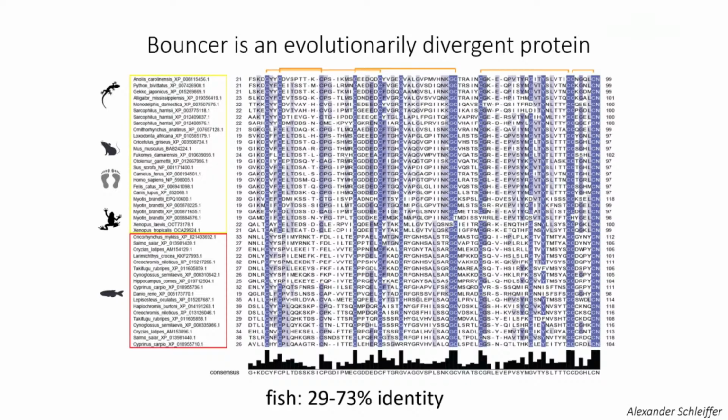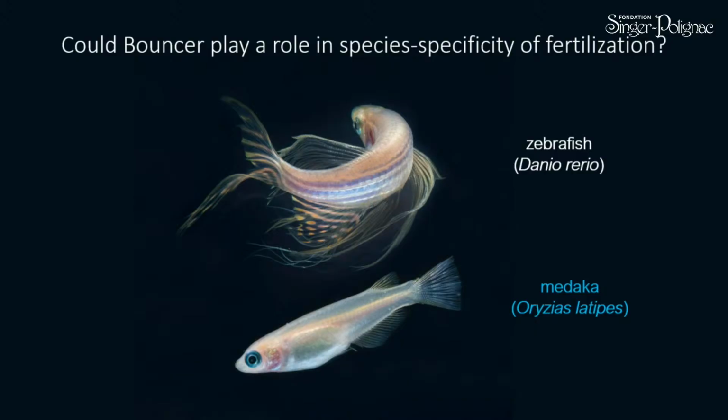And that made us think about a crazy kind of idea: whether Bouncer might not only be essential for sperm to enter, but might also be playing a role in species specificity of fertilization, given that fertilization happens outside of the body of the female, meaning sperm and egg need to find each other in the water.